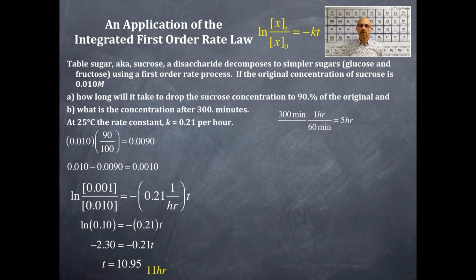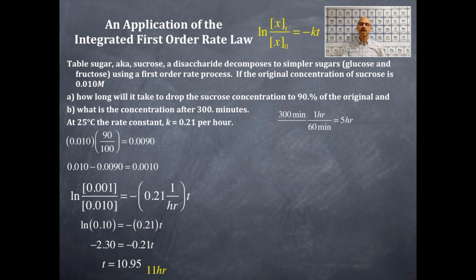Okay, here is part B. I got 300 minutes. Now, this is something that I referenced when I introduced the integrated first order rate law. And I said that the time and the rate constant need to be in the same set of units for time.